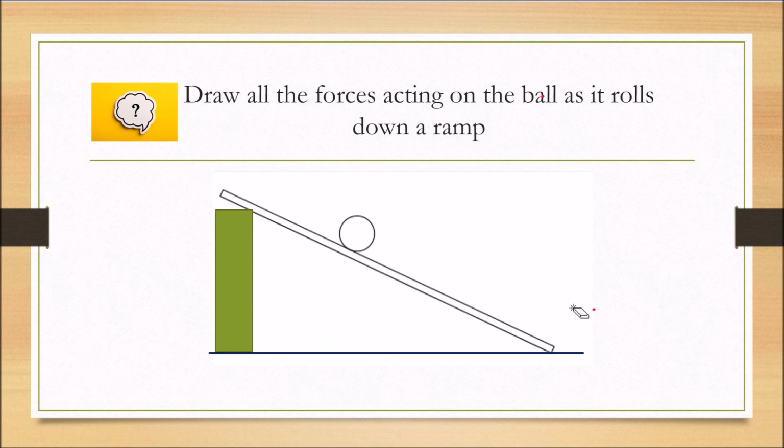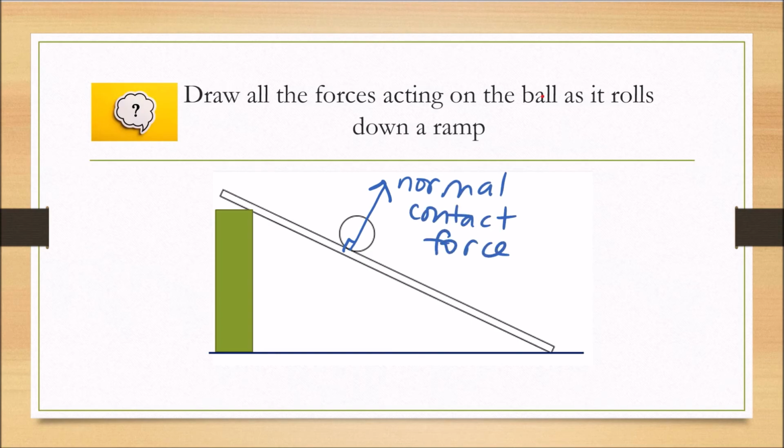And the other force is a normal contact force because the ball is in contact with the ramp. So the part that they're in contact with always gives a normal contact force here. So this should be about 90 degrees. Okay, so this is the normal contact force.